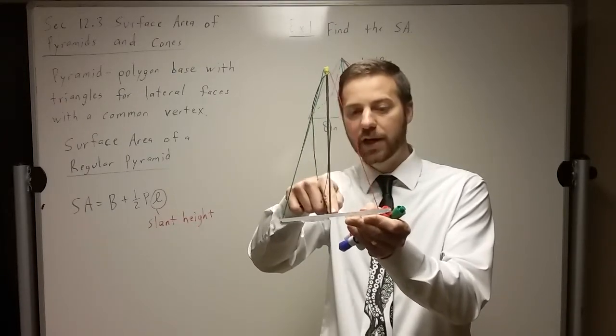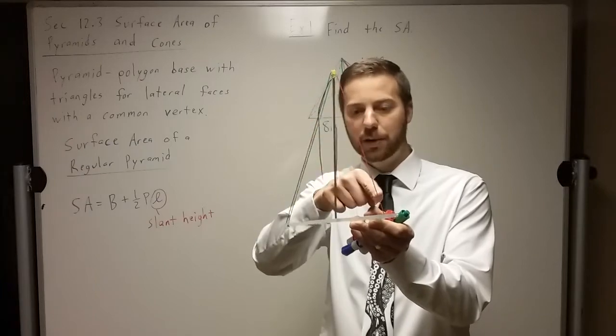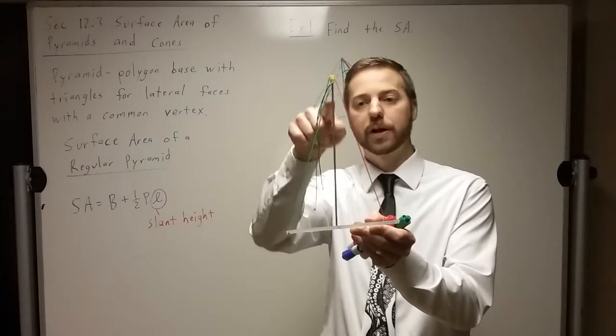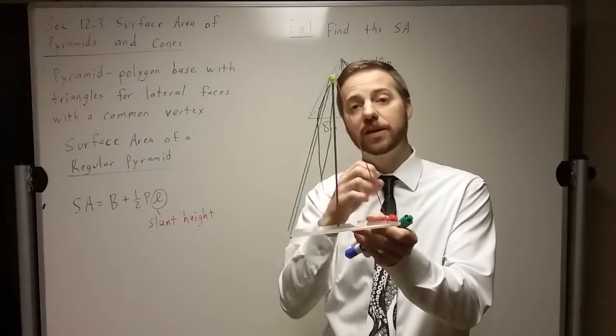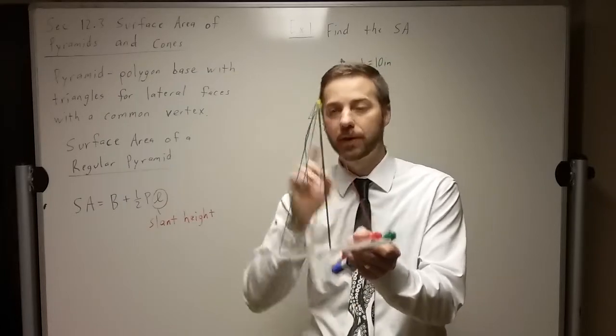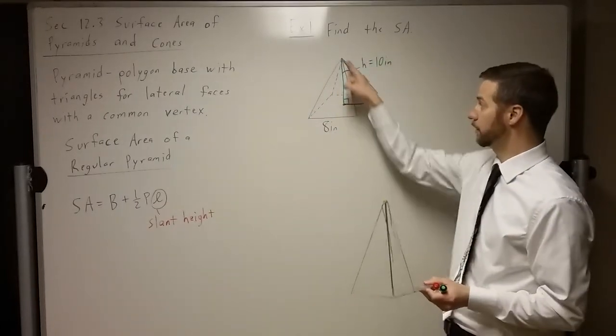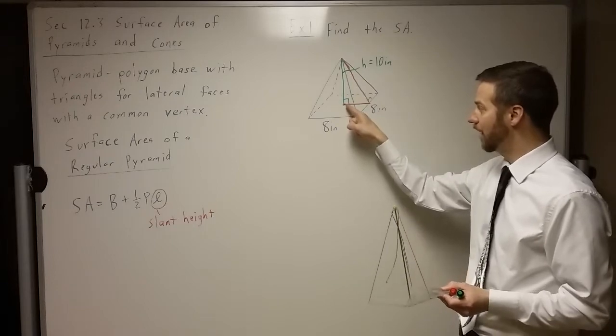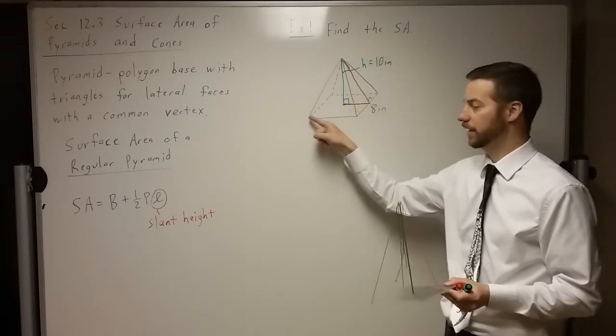And so we've got a leg, and a hypotenuse. In other words, we've got a right triangle. And the slant height is the hypotenuse of that right triangle. So we've got the same thing going on here. We've got 10 for the one leg. This leg right here, do you notice the entire length is 8?